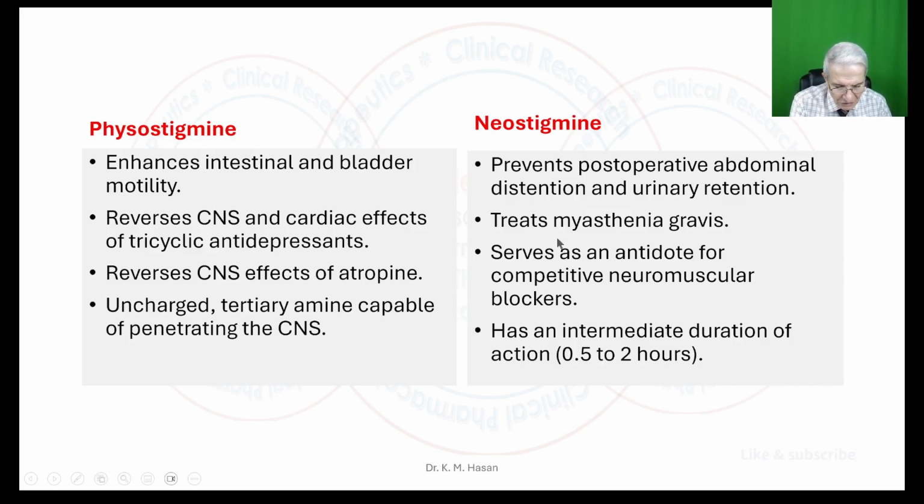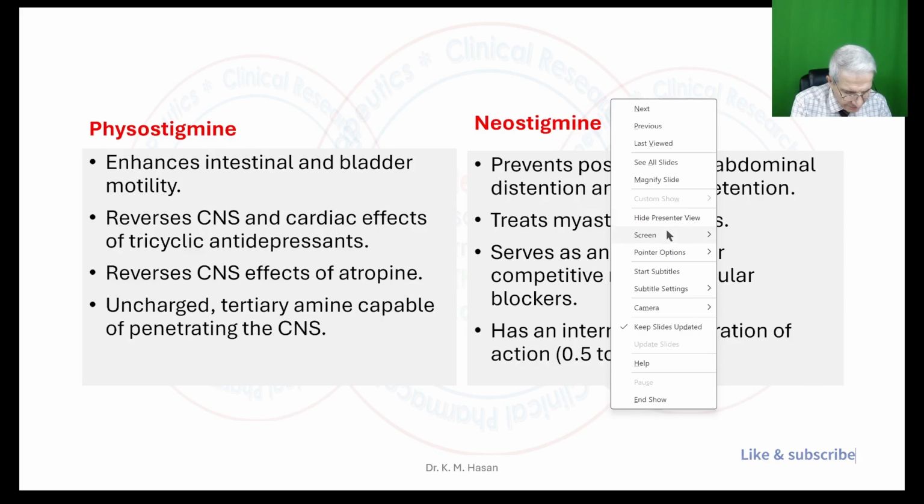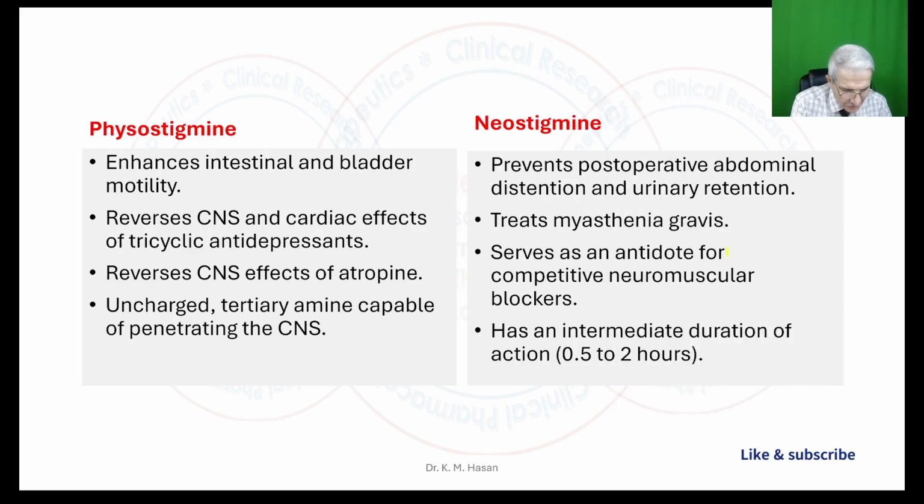And here we compare physostigmine and neostigmine. As you can see from this graph, neostigmine prevents post-operative abdominal pain, distension, and urinary retention, because neostigmine increases the level of acetylcholine and enhances urination and abdominal movement. Neostigmine is used for treatment of myasthenia gravis. Neostigmine could be used as an antidote and for recovery from neuromuscular blocking agents, and we explained the concept already. Neostigmine's duration of action is between 30 minutes and 2 hours.